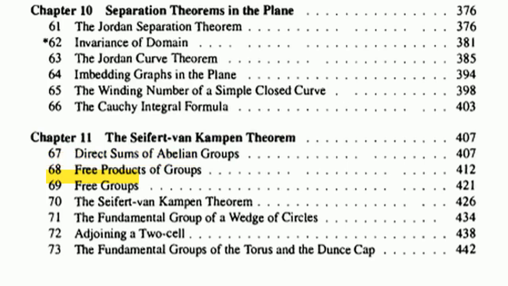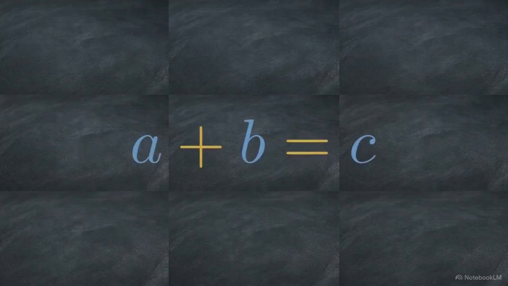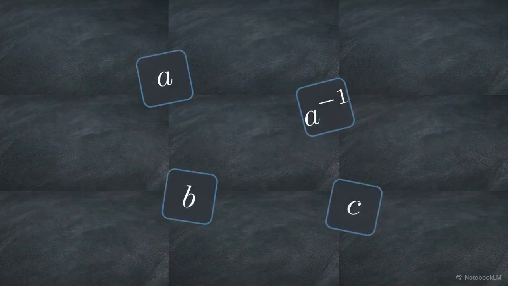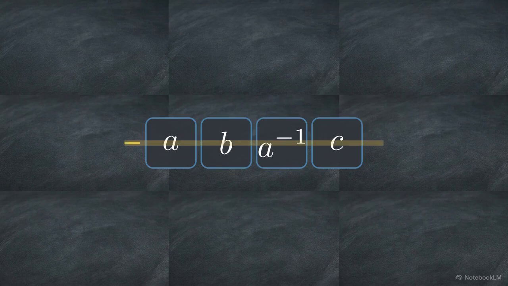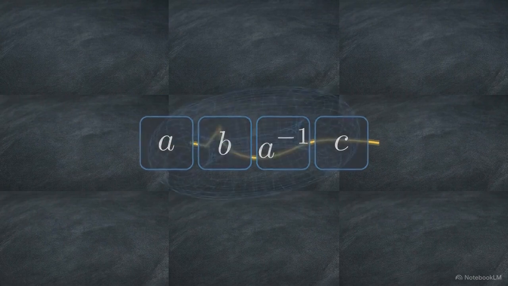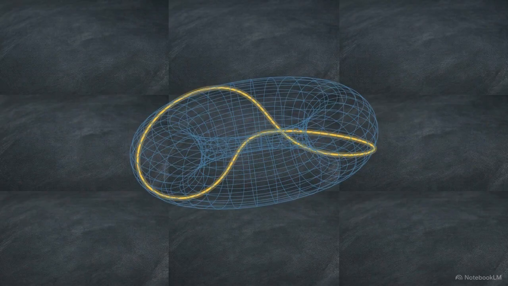sections 68 and 69. To define these spaces, we have to stop thinking about arithmetic and start thinking about algebra as a formal language of strings and words. By treating group elements as letters in an alphabet, we create the mechanical basis needed to track how paths and loops interact in a topological space.